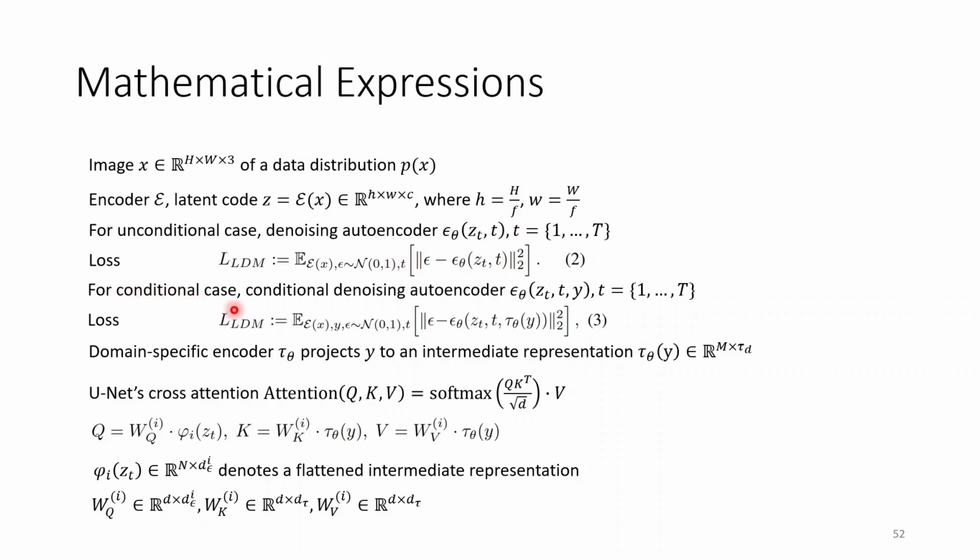For the conditional case, they just consider a conditional vector y. However, for different tasks, they need to learn different conditional encoders. The tau theta means it will convert the condition. It can be a label in ImageNet, so there are 1,000 possible labels, and it can also be text. If this is text, it becomes a text-to-image generator.